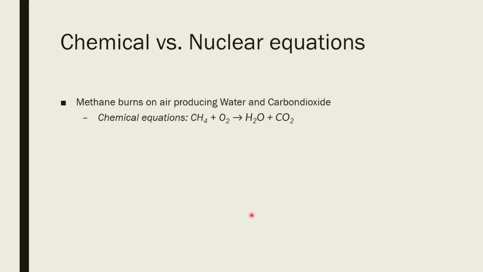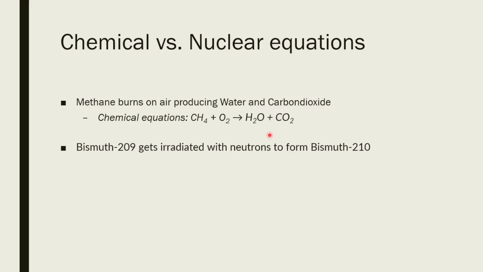Okay, so now we have to describe this nuclear reaction if it happens. And when we are coming from chemistry, as it's nuclear chemistry, we have in normal chemistry a chemical equation, for example, methane burning in air, producing water and carbon dioxide. This is described by a reaction that looks something like this. And in nuclear chemistry, we have something like that. Bismuth-209 gets irradiated with thermal neutrons in order to form bismuth-210.